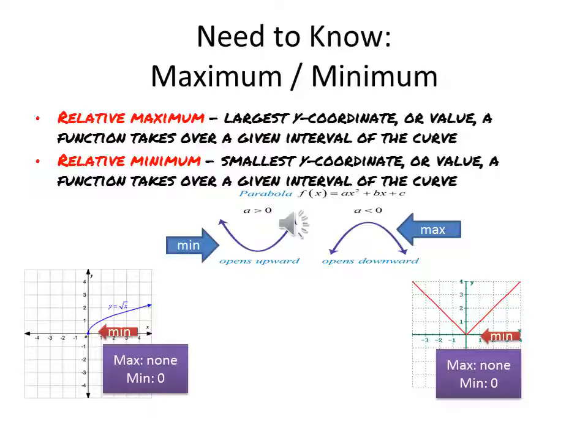And if we look at these two graphs below, we can tell that we don't have a max for the square root. We don't have a max, but we do have a minimum because it starts at the origin, (0, 0). Once again, for the absolute value, we do not have a max, but we have a min, because if we look at the lowest point, it starts at our origin, (0, 0).